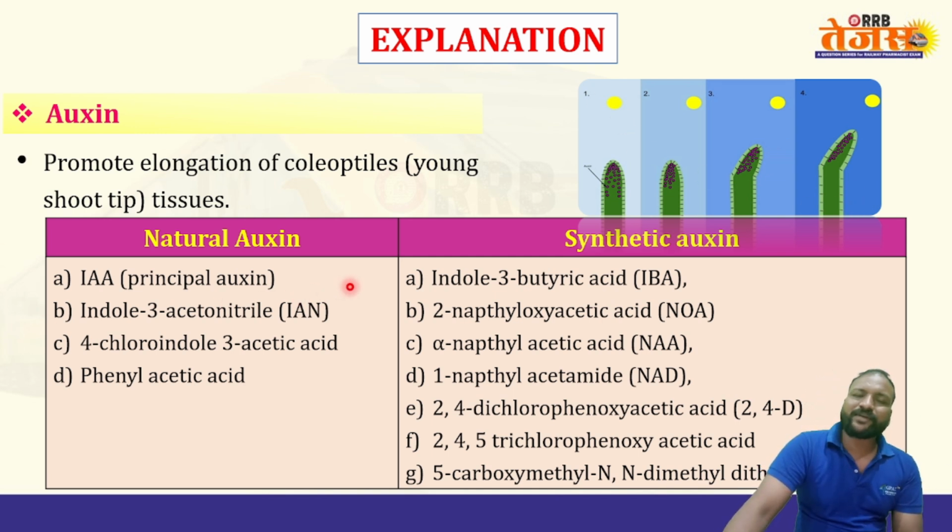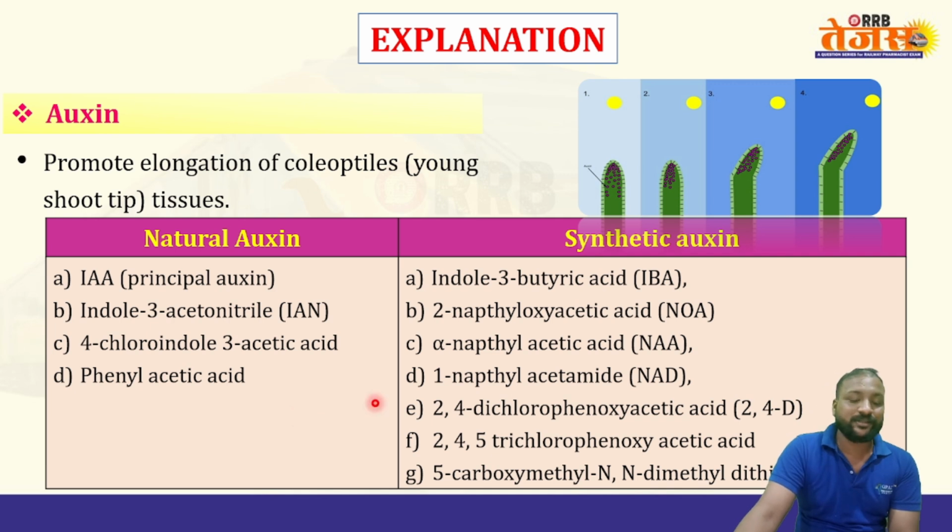So let us see some examples of natural and synthetic auxins. The plant itself makes IAA, indole acetic acid, which is the principal auxin. Indole 3 acetonitrile, IAN, is a natural auxin. And 4-chloroindole 3 acetic acid is also a natural auxin synthesized inside the plant, and likewise phenylacetic acid. So these are natural auxins.